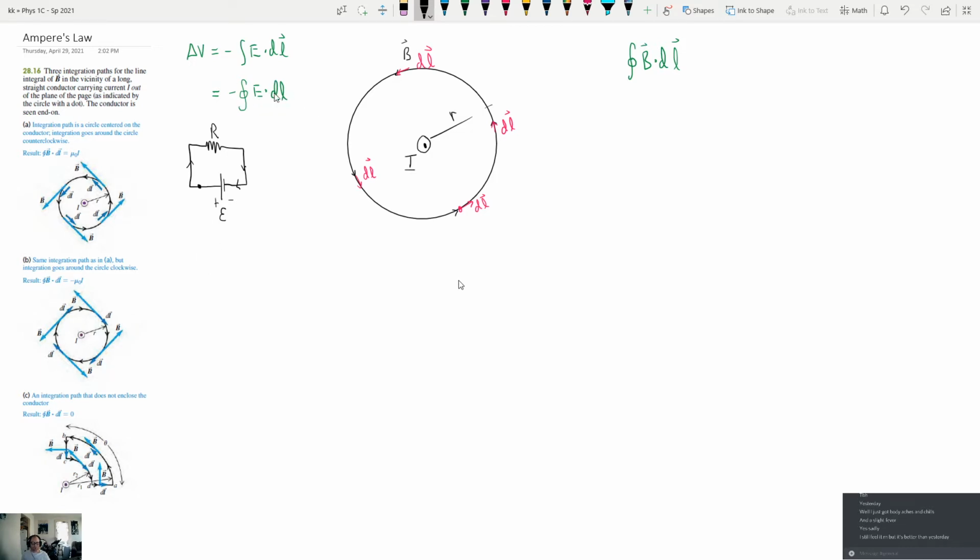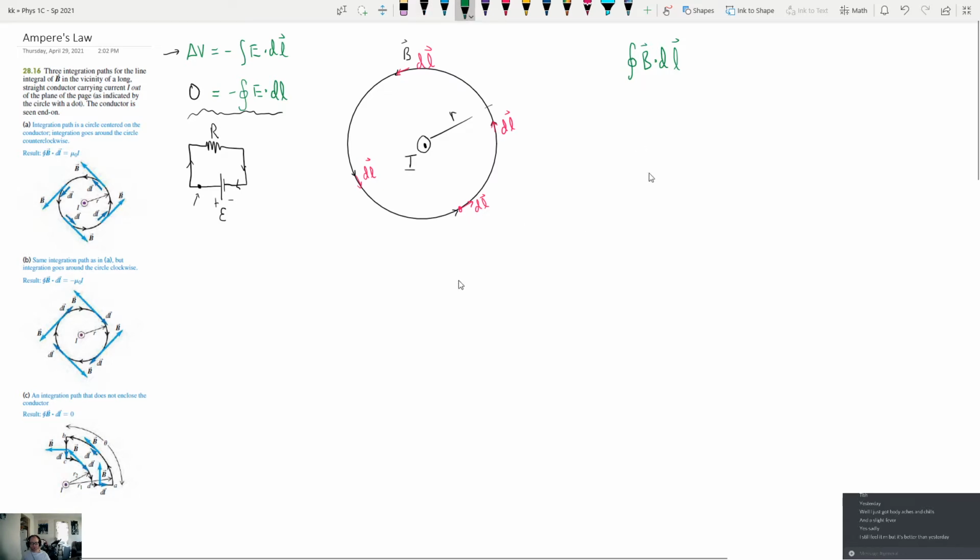If you can't figure out what you would get over here, you can look at the left-hand side. What would delta V be between this point and itself? It'd be zero, right? So we know that for electrical circuits, when we perform this operation, we get zero, right? So the question is, if we do the same thing for a magnetic field, are we also going to get zero? Or are we going to get something else? So let's figure it out.